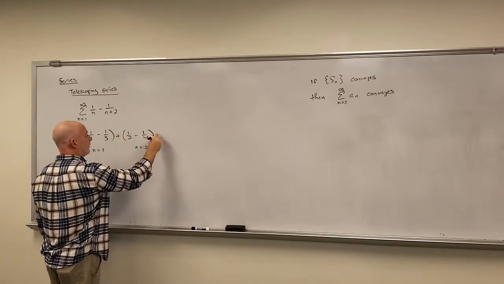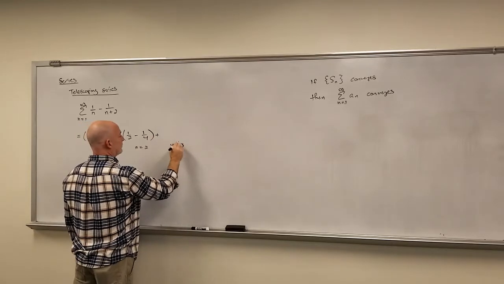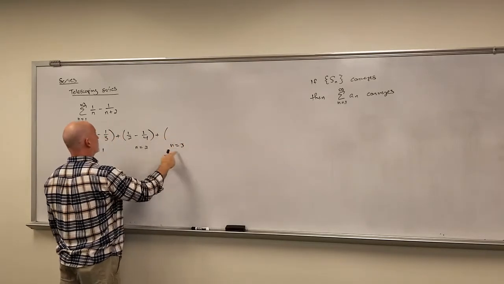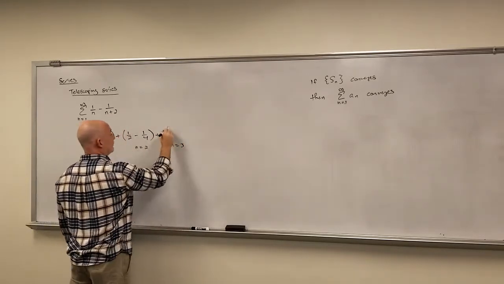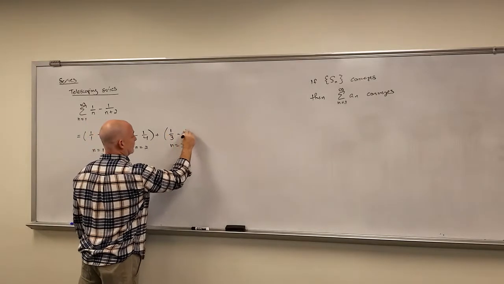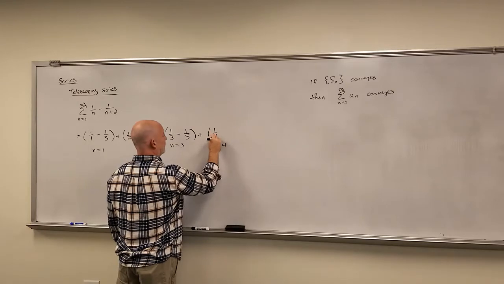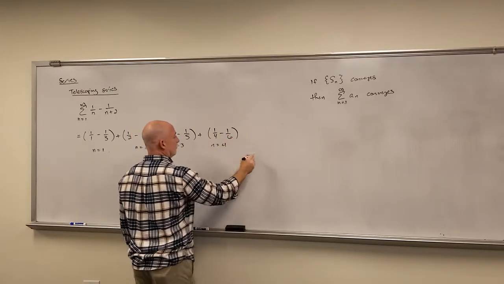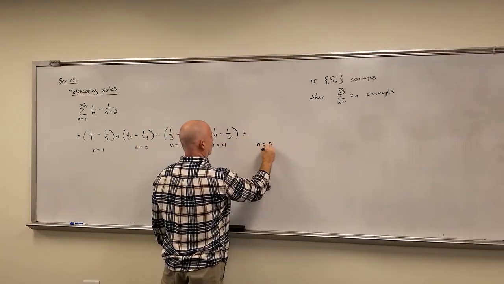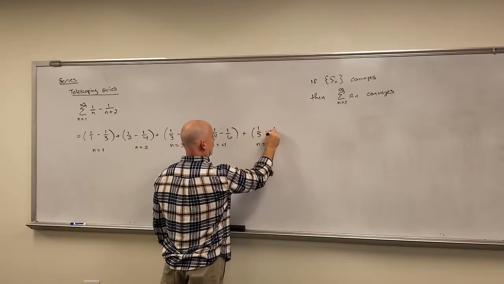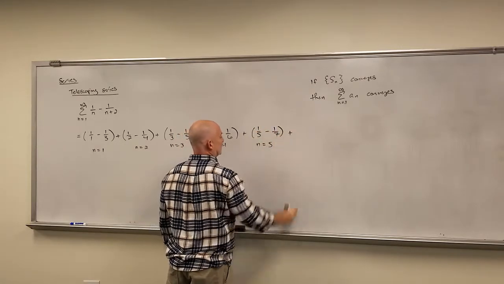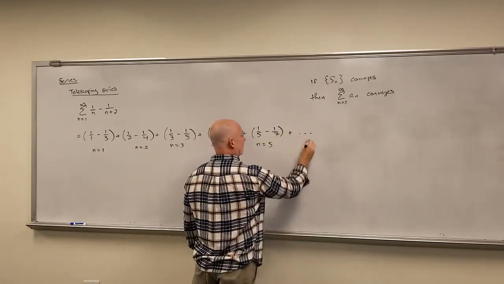Okay, let's keep going for a little bit. If n is equal to 3, that's going to be 1/3 minus 1/5, plus n equals 4. That's going to be 1/4 minus 1/6. Let's do maybe one more. If n is equal to 5, that's going to be 1/5 minus 1/7 plus. Now this is going to keep going forever.